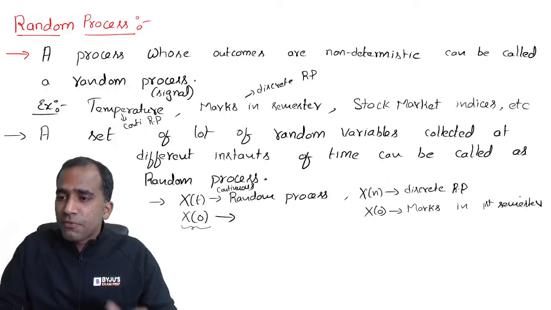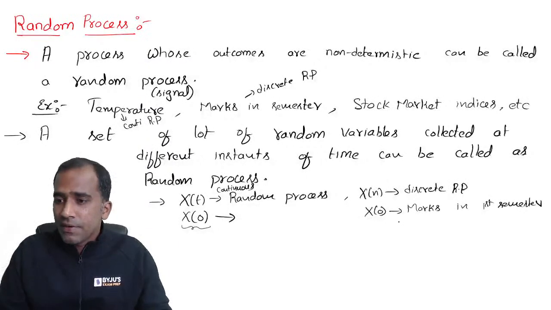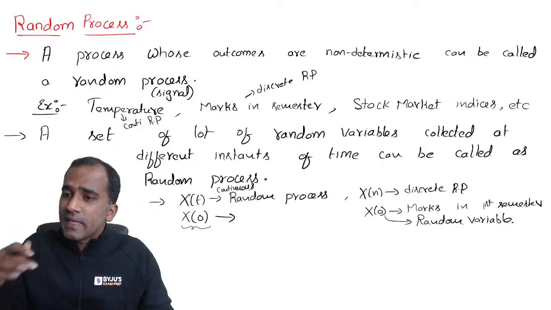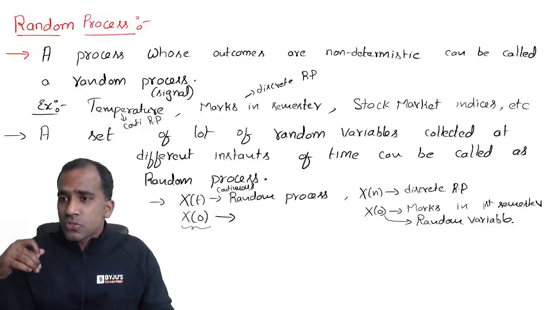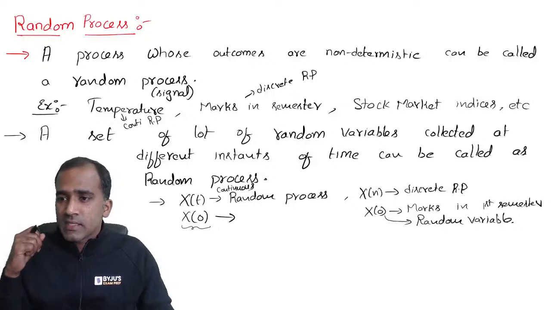Marks in first semester. Before getting the result, do you know the result? We don't know the result, right? So if we don't know the result, if we don't know the value, can we not call it a random variable? Can we call it a random variable? That is the definition of a random variable, no? Random variable means what? It can take different values, but we don't know exactly what value it takes.